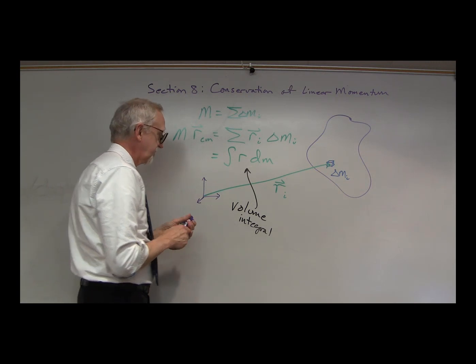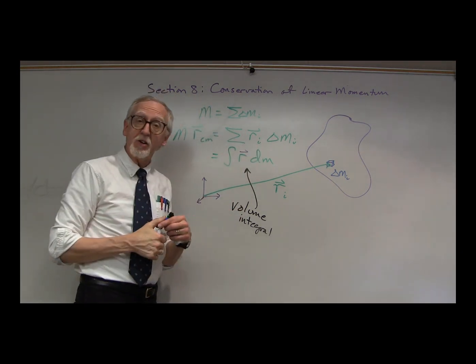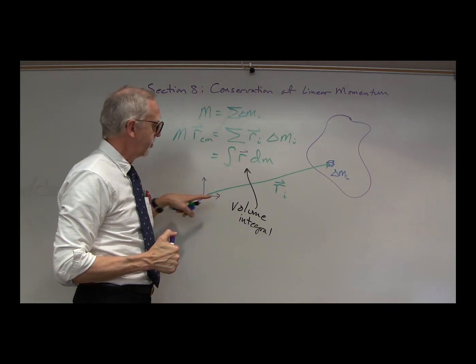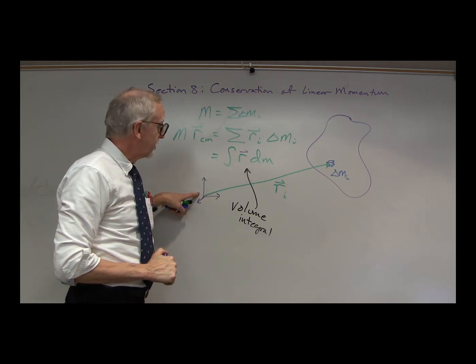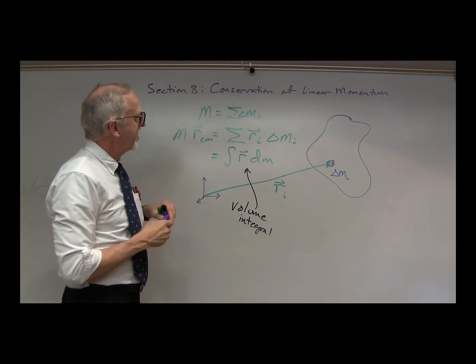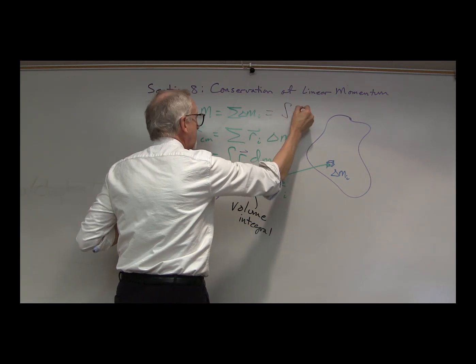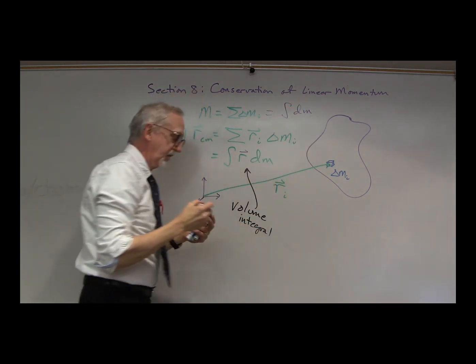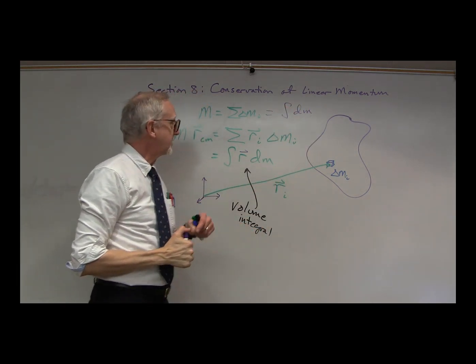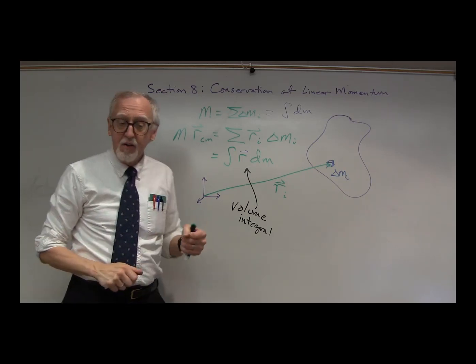Sorry, lost something here. The position vector, multiplying by the position vector measured from our coordinate system. We integrate that, and that will give us the total mass times the position of the center of mass. Okay, very good.